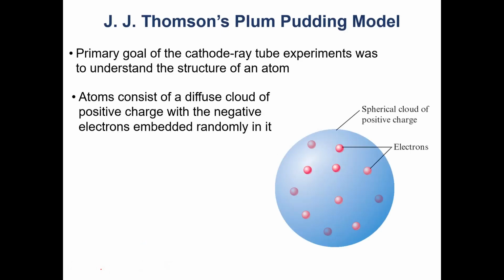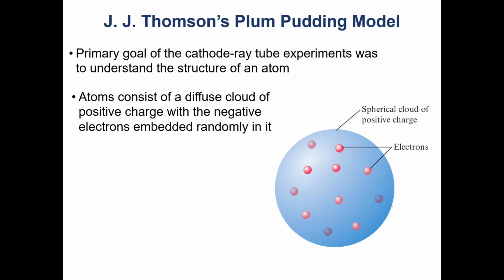So the primary goal of this cathode ray tube experiment was to start to understand the structure of an atom. So J.J. Thomson used what he had come up with to try to come up with some model of the atom. And what he came up with was what we now refer to as the plum pudding model. That's what J.J. Thomson thought was there was this cloud, which we have here in blue, that has this diffuse cloud of positive charge. And then we randomly have some negative electrons that are embedded here.